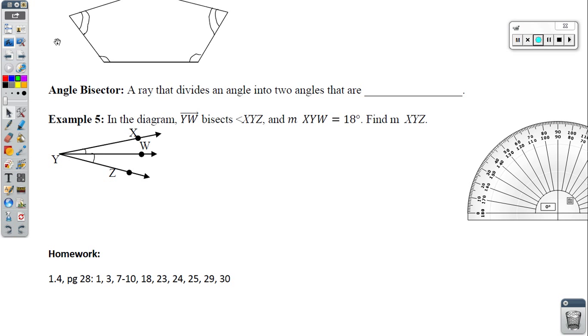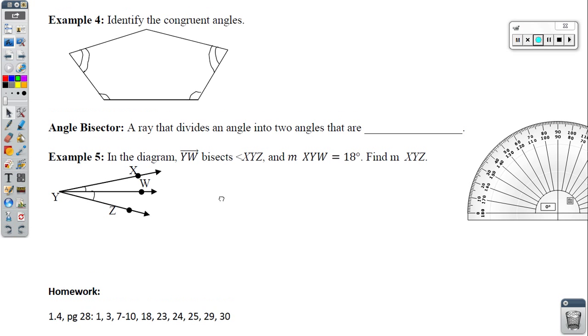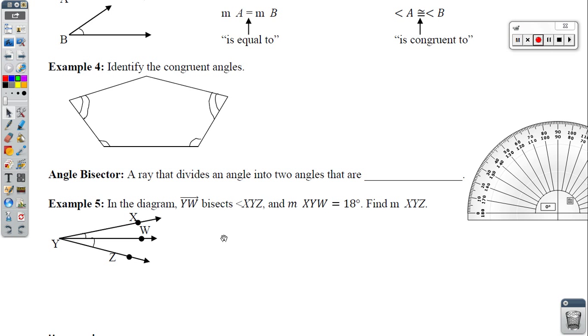All right, also thinking back to segments, we have bisectors. So a bisector, remember, is a segment, or anything, that cuts something exactly in half. So we can have angle bisectors too. So an angle bisector is a ray that cuts an angle exactly in half. Now it's got to be a ray because we can't have a point cut an angle in half. That just doesn't make sense. But we can have a ray cut an angle in half. So an angle bisector is a ray that divides an angle into two angles that are congruent.